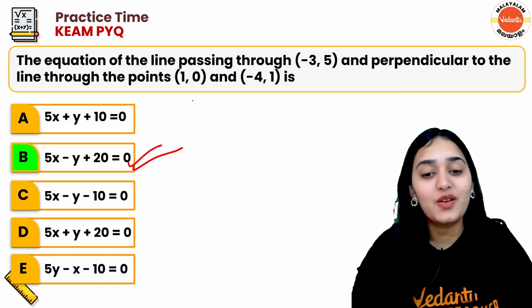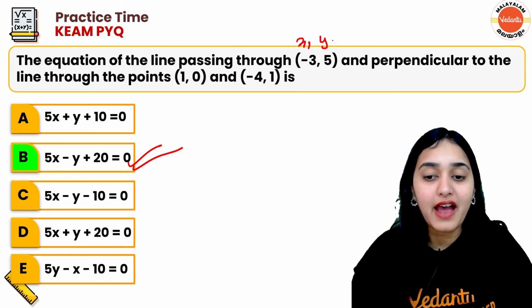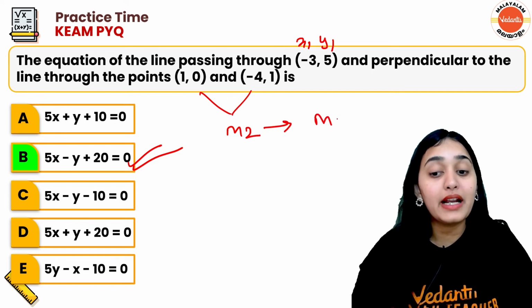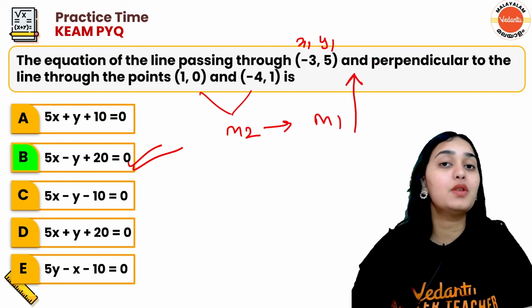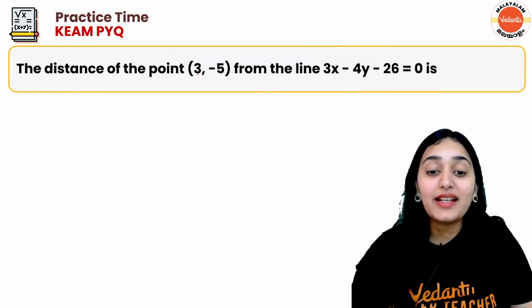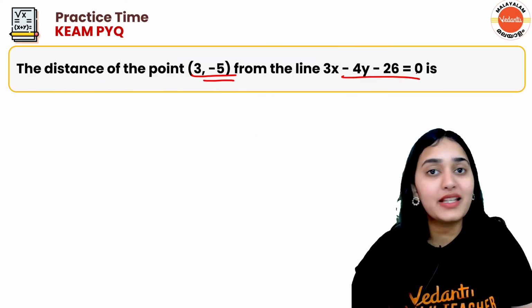Option B. Okay. So this is x1, y1 and this will give you m2. From m2 you get m1. Then from m1 you get the equation of the line. Okay. Next. What is the distance of this point from this line?